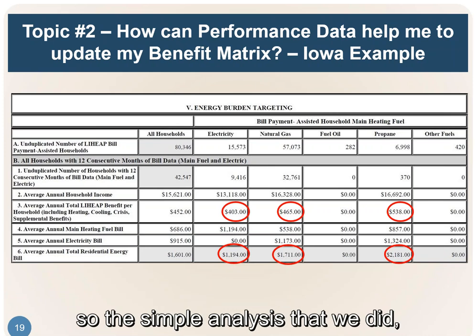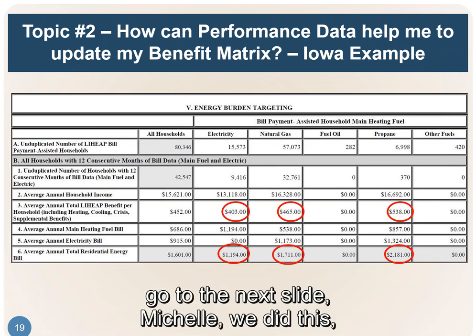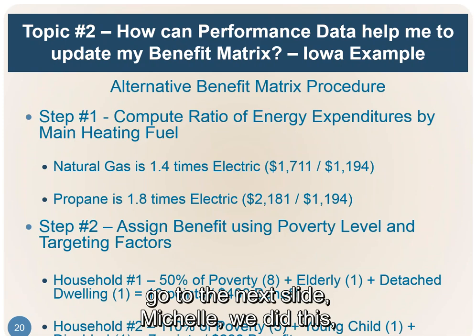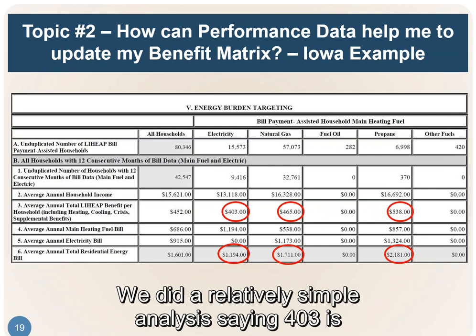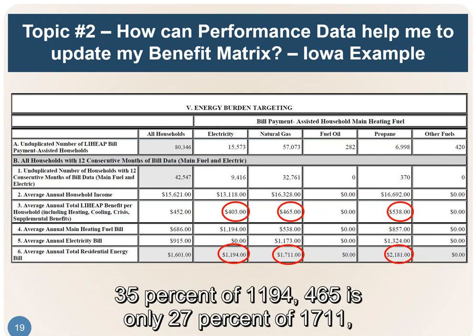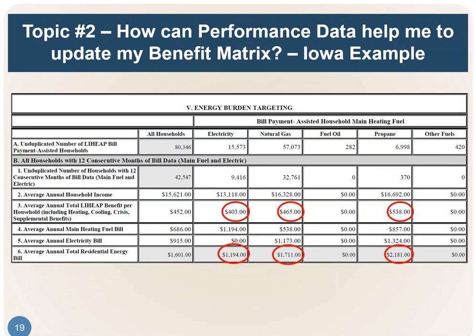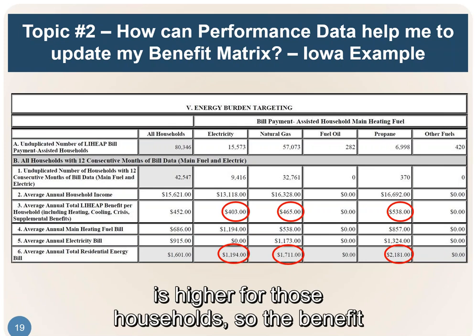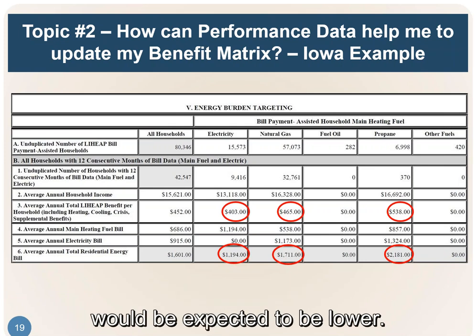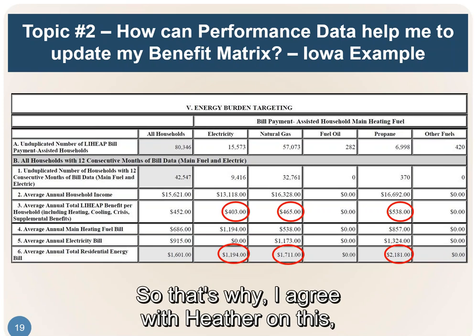So the simple analysis that we did, go to the next slide, Michelle. We did this, anyway, back up to the form. We did a relatively simple analysis saying 403 is 35% of 1194, 465 is only 27% of 1711. But Heather is absolutely right that the income is higher for those households, so the benefit would be expected to be lower. So that's why.